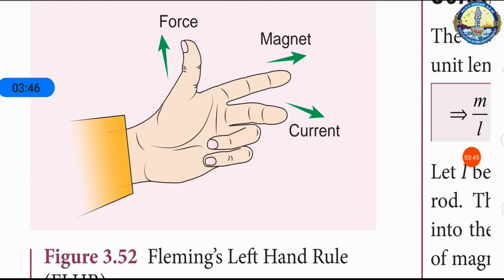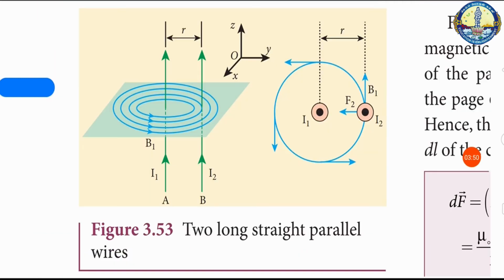So, the Lorentz force on the element dl of conductor B is dF vector equals I2 dl vector cross B1 vector. That is equal to I2 dl mu naught I1 by 2 pi r k cap cross i cap. Simplifying, we write minus mu naught I1 I2 dl divided by 2 pi r j cap. Therefore, the force on dl of wire B is directed towards conductor A. So, the element of length dl is attracted towards conductor A.